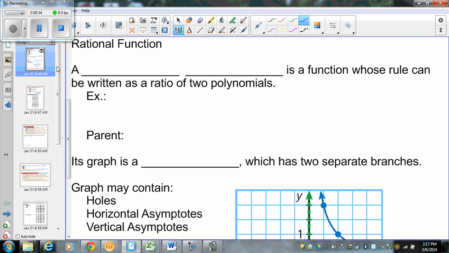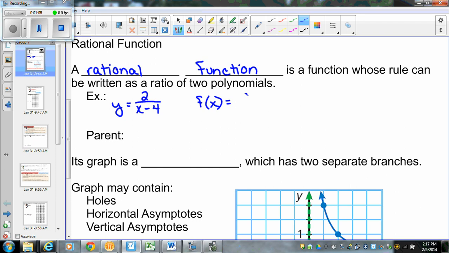What you should already know from studying in this unit, a rational function is a function that can be written as a ratio of 2 polynomials. Up until this point, we have been spending the entire unit talking about rational expressions. So the only difference between an expression and a function is that you write them as y equals, or f of x equals, or g of x equals, or whatever you want to call it. So for example, y equals 2 over x minus 4 would be a rational function, or f of x equals x plus 3 over x squared minus 4x plus 7. Those are both rational functions.